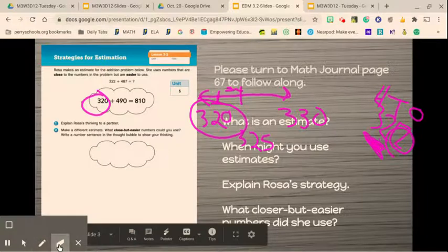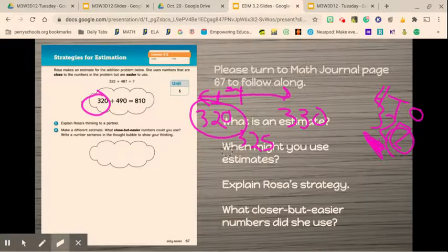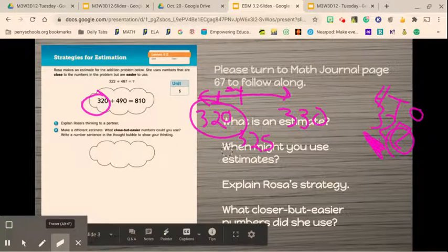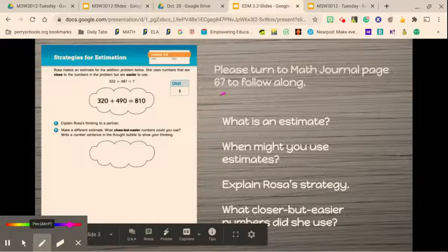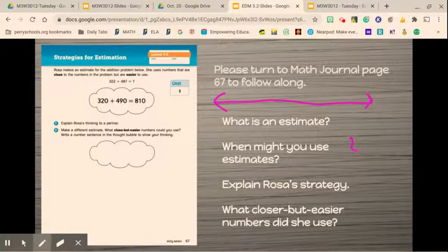Then I want to look at my 490 or 487. And again, I'm going to use my number line. So here's my number line. I'm looking to round the number 487. I'm going to round to the tens place again, which is the 8.